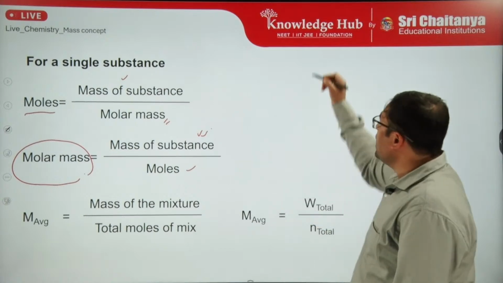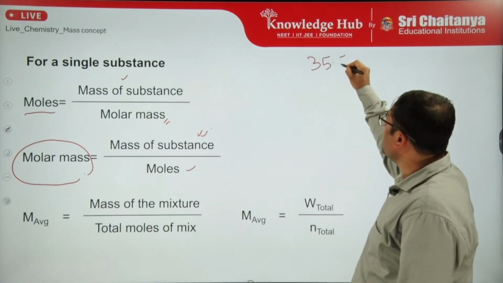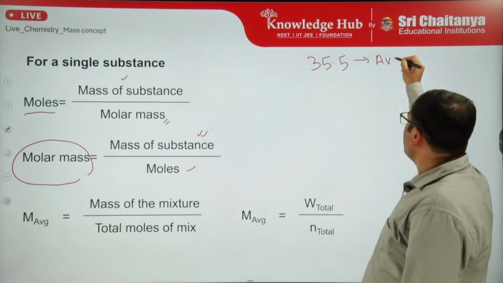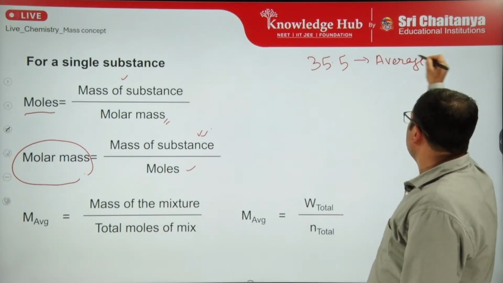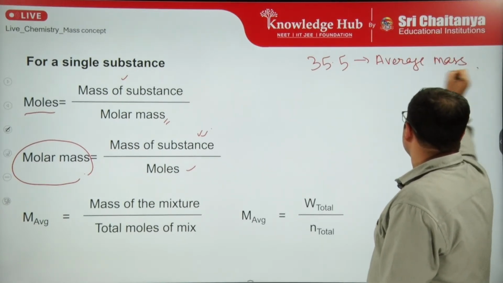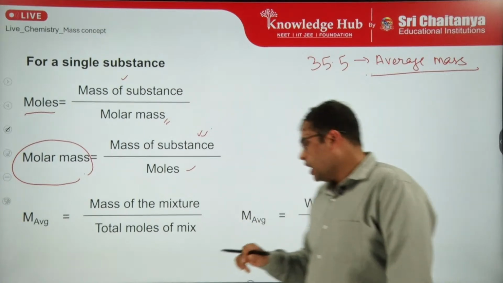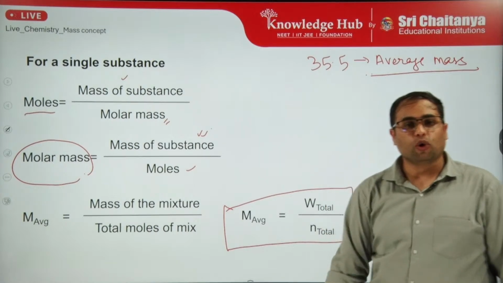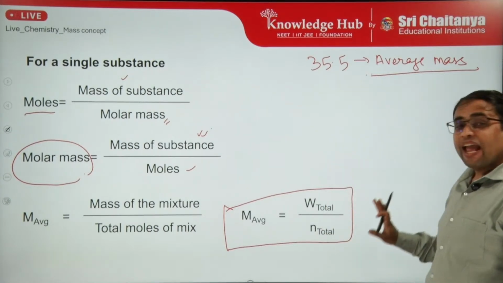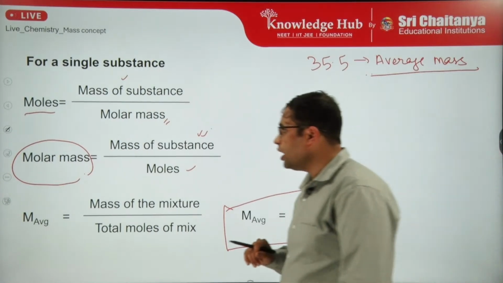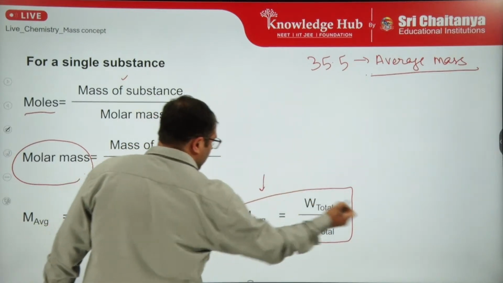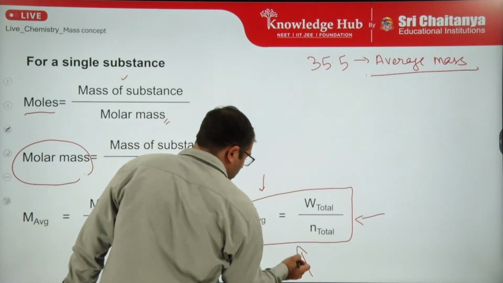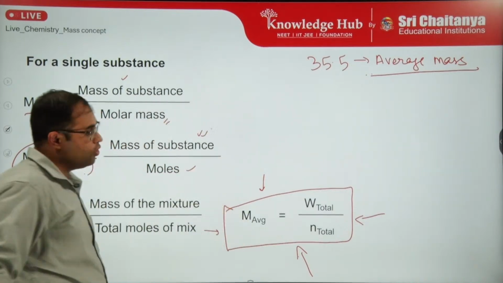And this 35.5 is nothing but your average mass, right? Another formula here, average mass is W total divided by N total, right?